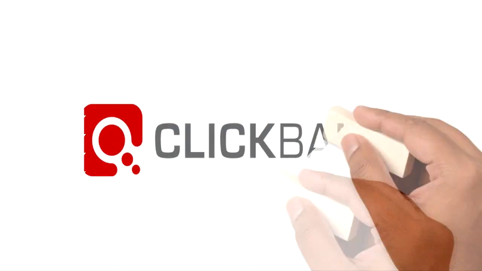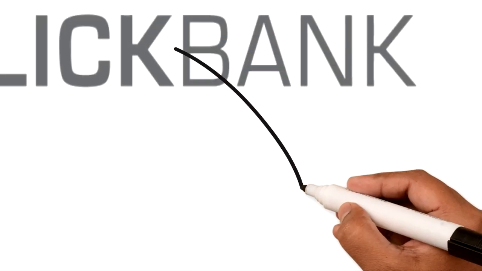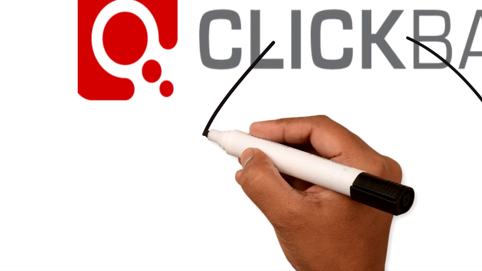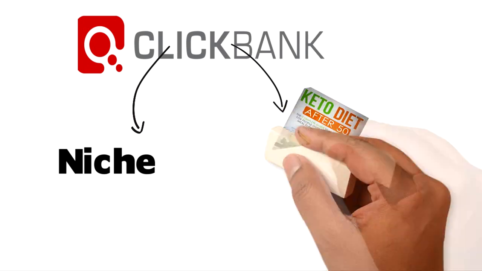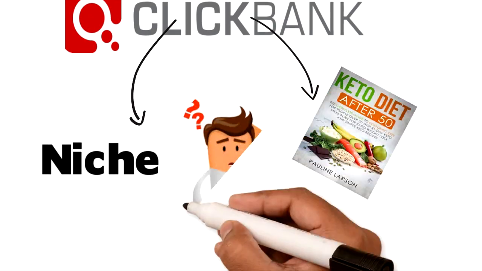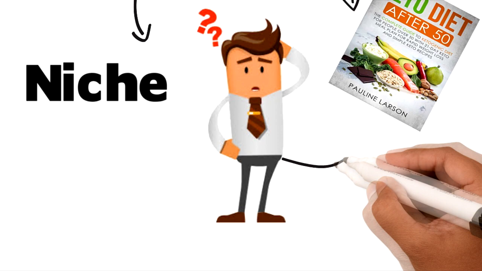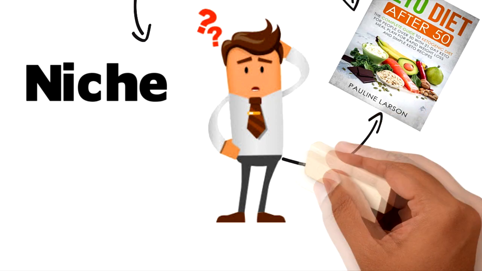To be able to promote a product on ClickBank effectively, you need to know a little about the niche of the product and the product itself. Now, what happens if you know nothing about the niche or the product itself, but you still want to promote the product anyway? Well, you can do one of three things.